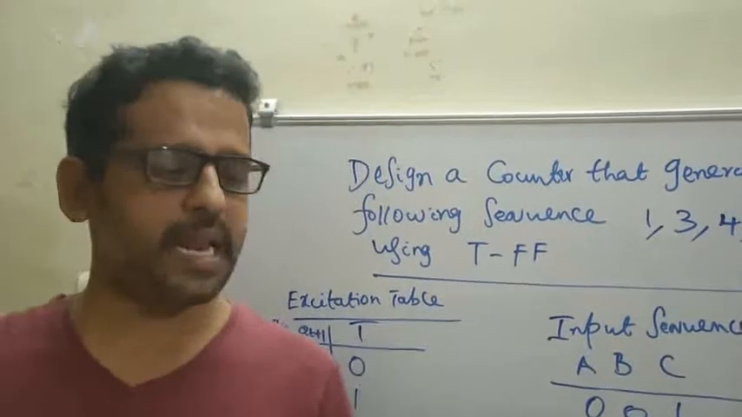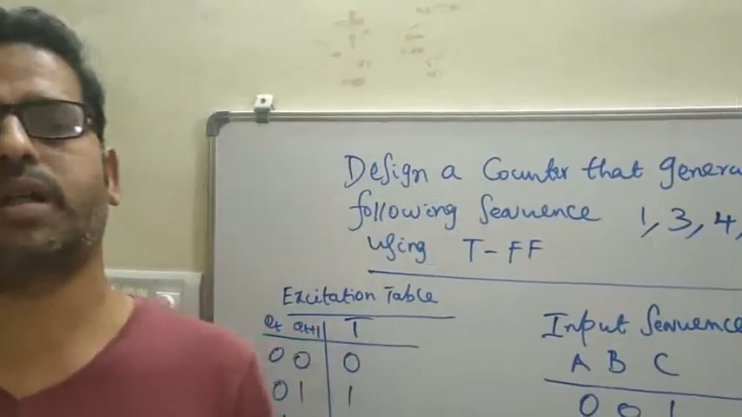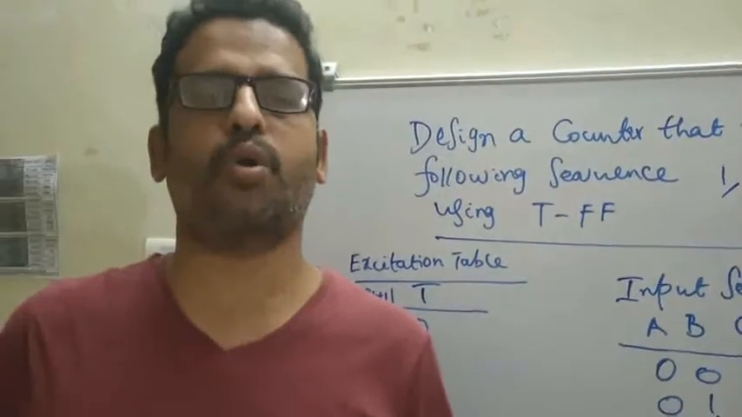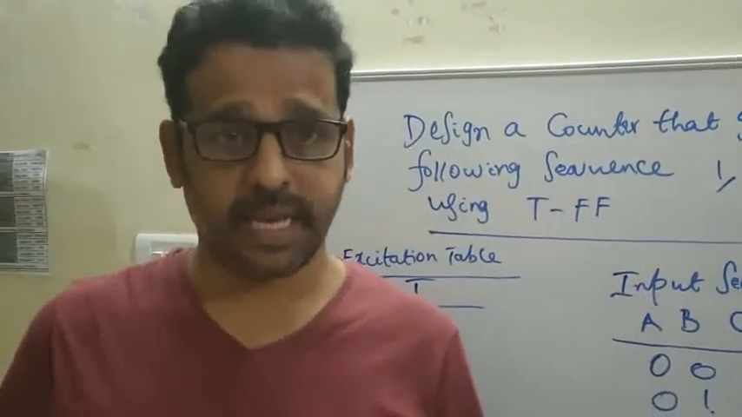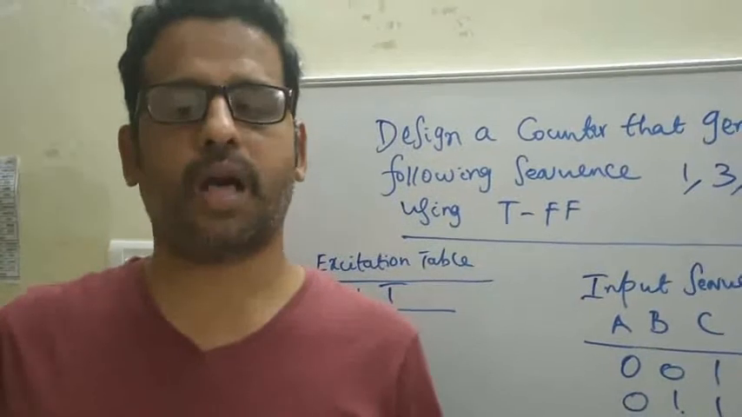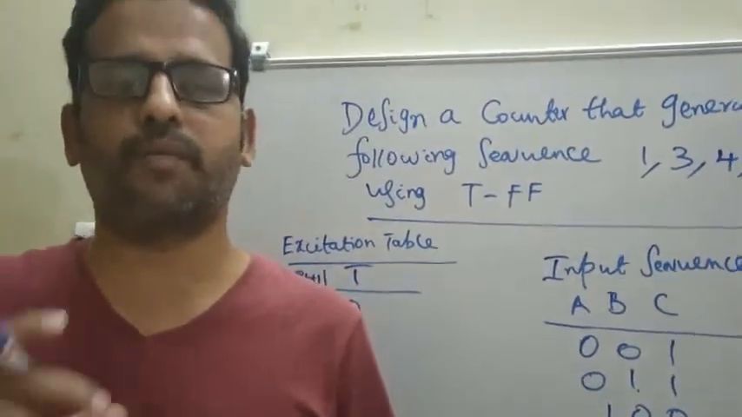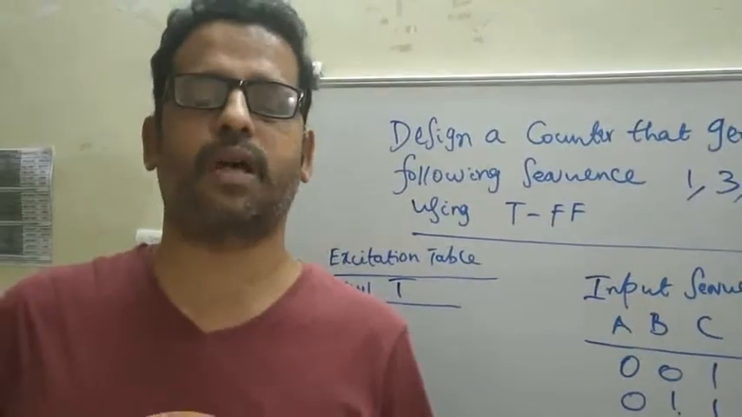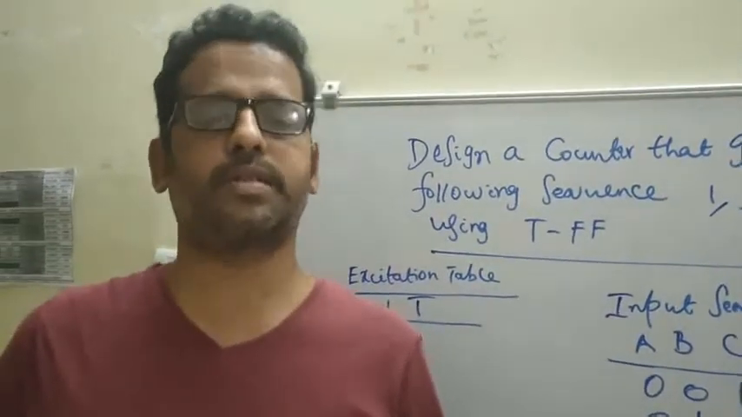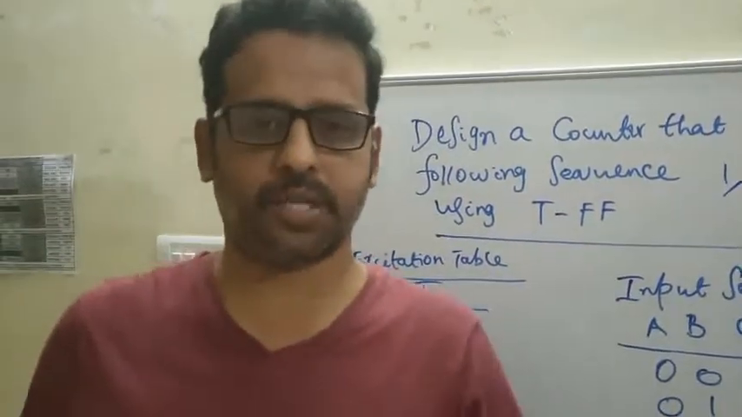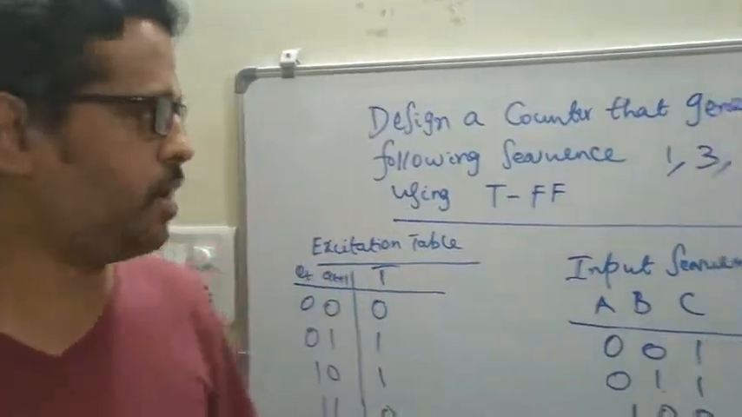In the last class, we designed a modulo 5 counter using JK flip-flop. You should not assume that a counter will always count in some fixed sequence or series. You can generate any sequence using any kind of flip-flop. That's what we are going to see in this session.